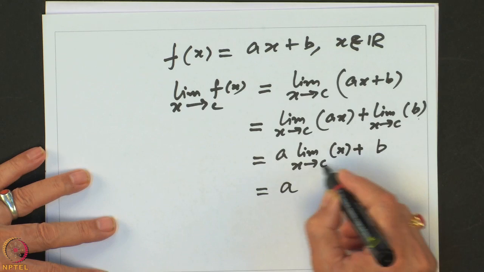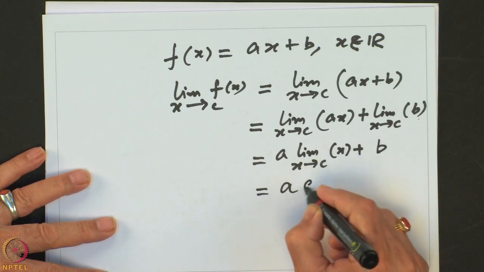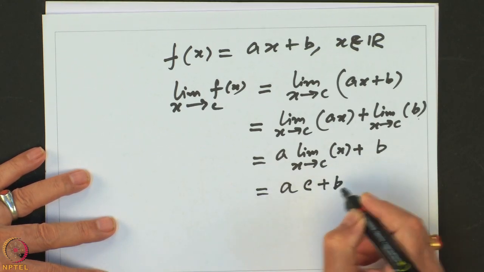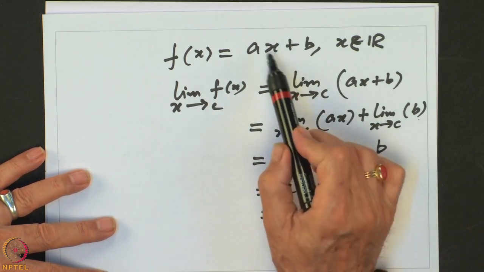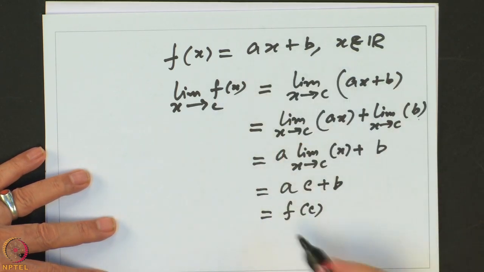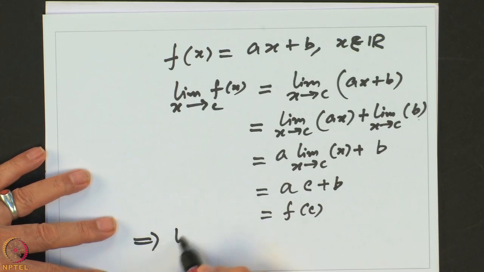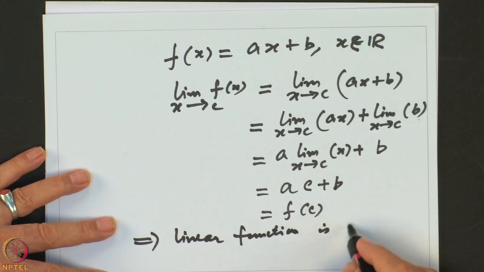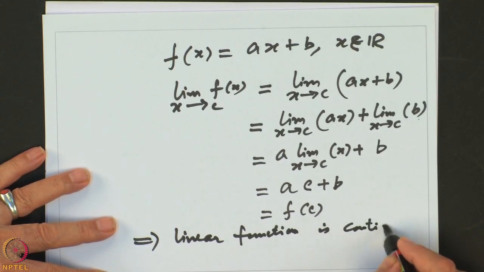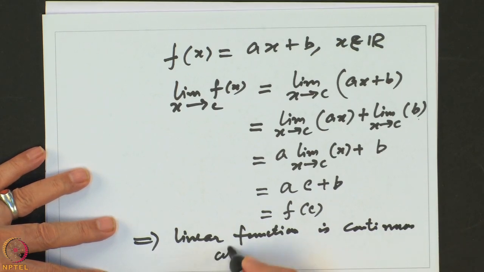So, it is a times c, that is a c plus b, and a c plus b is precisely equal to f at c. When you put x equal to c, that is a c plus b. So, that implies that the linear function is continuous at every point.